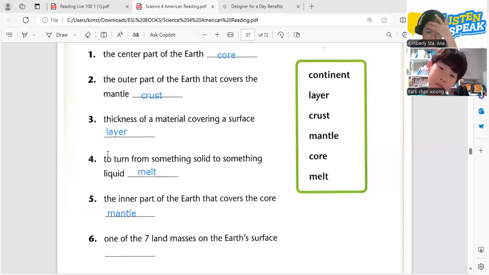Continent. Number six. Oh, you need to read it for me before you answer it. The seven land masses on the Earth's surface. We call that continent.